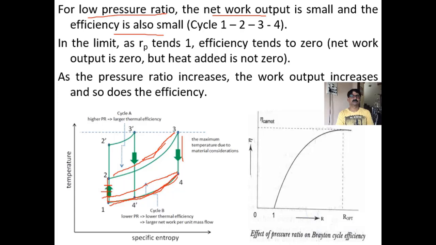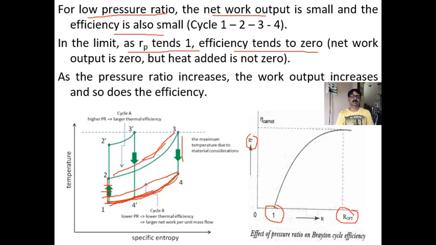See, 1, 2, 3, 4 is the same line. So P2 by P1 is equal to 1, so there is no efficiency. When the pressure ratio is 1, you can see the efficiency is 0, because here it is pressure ratio Rp versus efficiency. So when the pressure ratio is 1, the efficiency is 0. As the limit Rp tends to 1, the efficiency tends to 0.